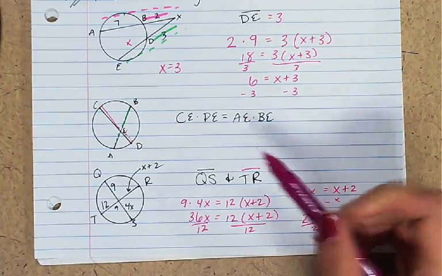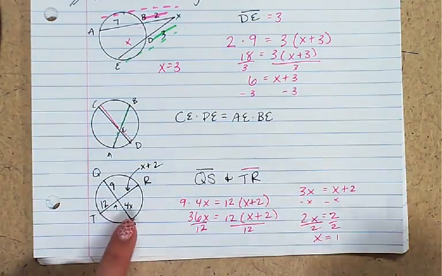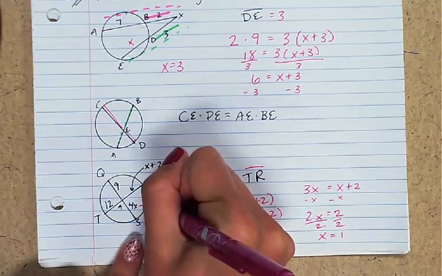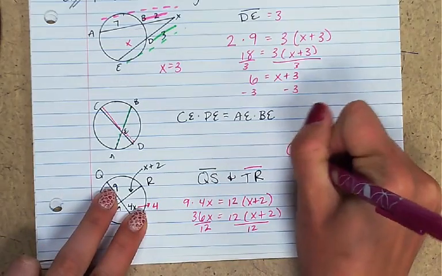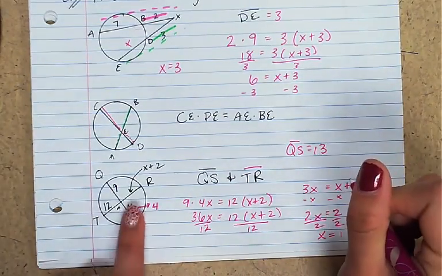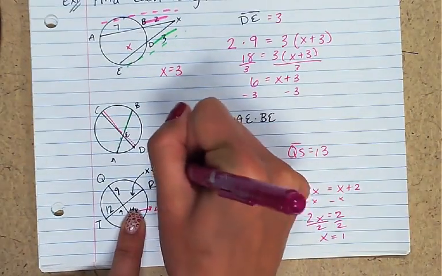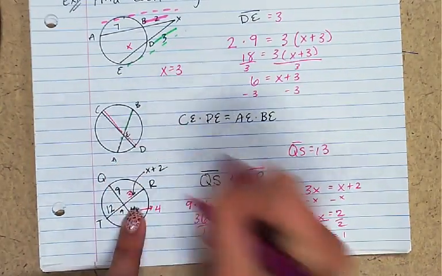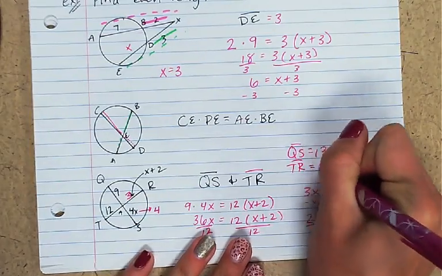So we solve for what x is, but it's asking us for this full length QS and TR. So this length here, 4 times 1 is 4. So the length of QS is 9 plus 4. And then for TR, we have x plus 2. So 1 plus 2 would give us 3 here. So 12 plus 3 means that TR is 15.